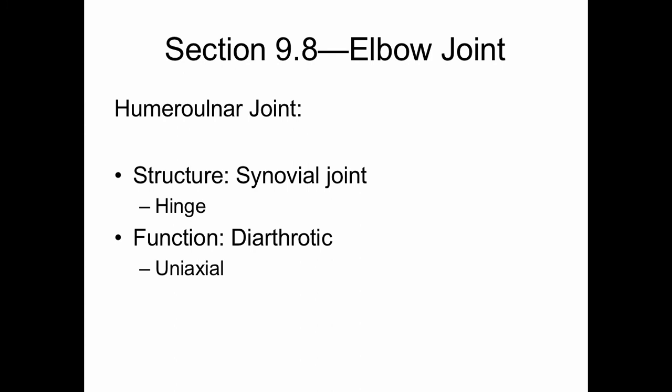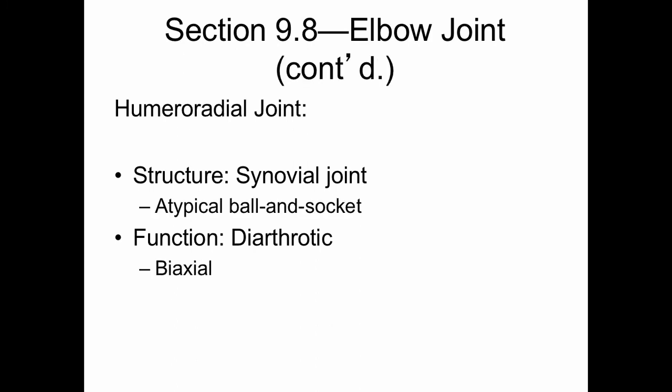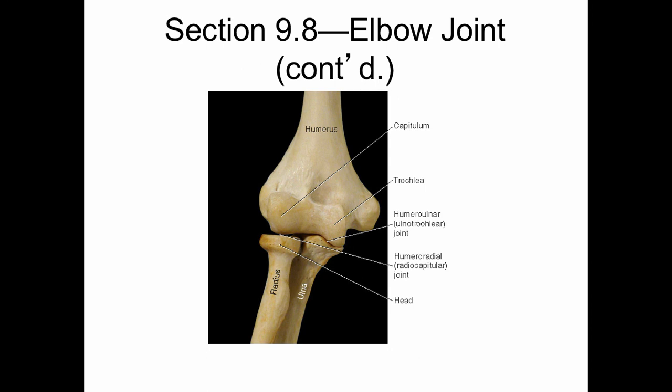The humeral ulnar joint is located between the distal humerus and the proximal end of the ulna, and another name for it is the ulnotrochlear joint. The humeral radial joint is located between the distal end of the humerus and the proximal end of the radius. The humeral radial joint is also known as the radiocapitular joint because the radius articulates with the capitulum of the distal humerus. When motion occurs at the elbow joint, it occurs at these 2 joints.